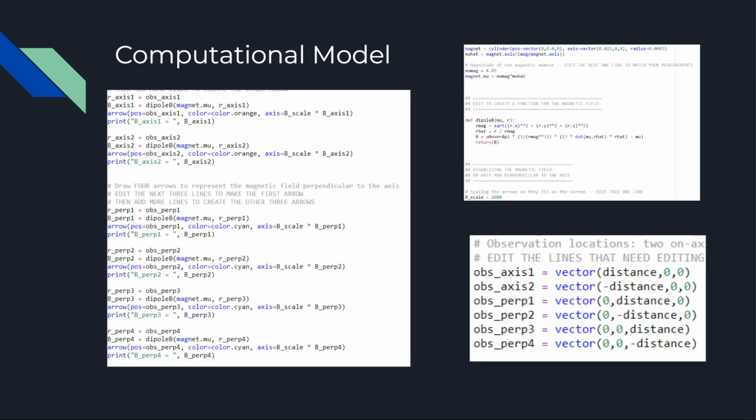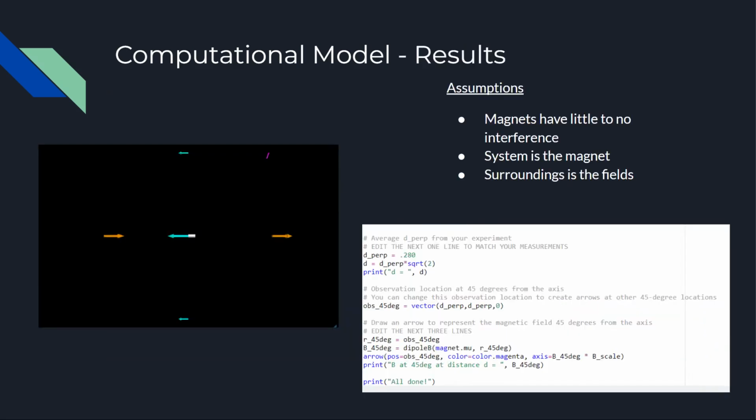Now it's time to create our computational model. So first, we got our axes and we made our vectors based on the distances to label magnetic fields at certain points, along with calculating our dipole moment in the end. We also had to draw arrows for all of our dipoles at each of those points and calculate what the dipole moments are going to be.